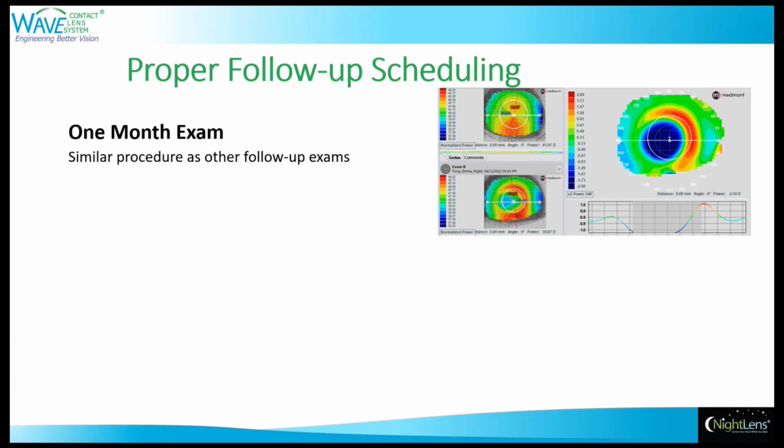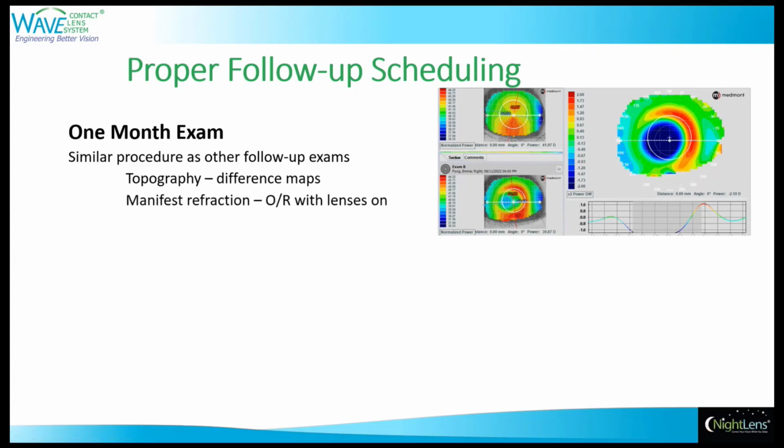All right, on your 1 month exam, again, similar procedures as other follow-ups. You're going to take a difference map on your topography. And here's a little better photo of what we were talking about, a difference map. Your baseline map is at the top left. The current topography that you're taking today is underneath it. And then your resultant of the change between baseline and current topography tells you the topographical change and also the power change that's taken place.